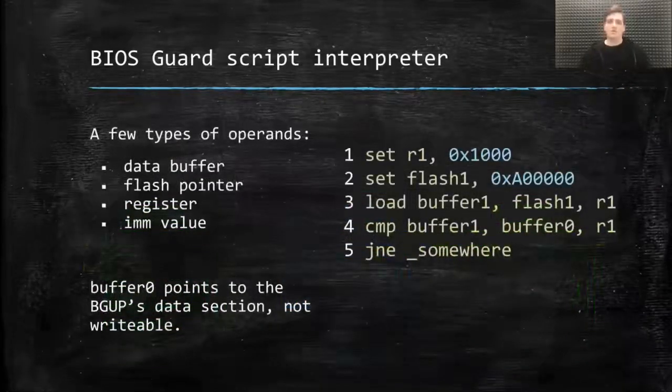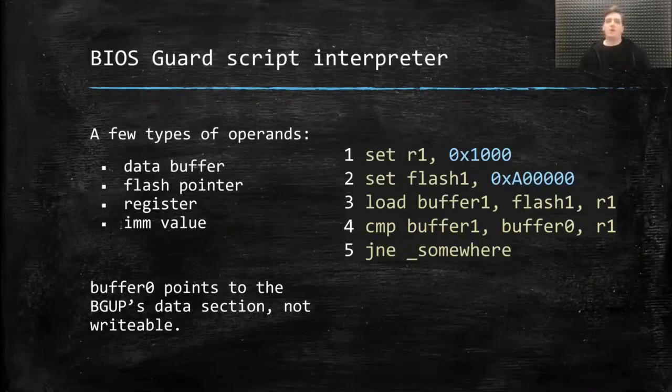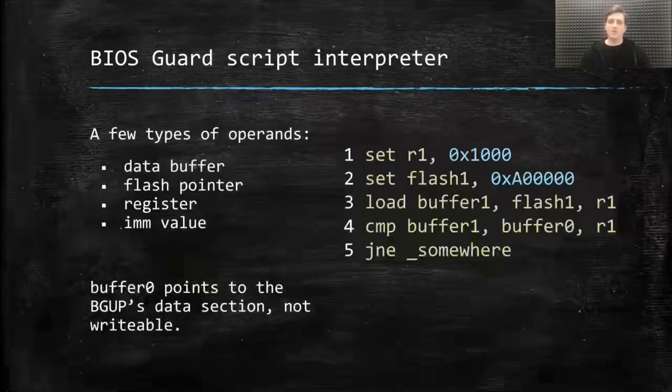There are a few types of operands used in the BIOSGuard script: data buffer, flash buffer, register, and immediate value. If you look at line 1 of the disassembly, you will see an assignment of an immediate value to the register. R1 holds a flash block size now. Then on line 2, a similar assignment is performed, but now it's a flash buffer and an immediate value. This kind of operation makes flash 1 point to a flash linear address 0xA50. If this operation was performed on a data buffer operand instead, it would point to the given offset from the beginning of this buffer. On line 3, a flash read operation is performed.